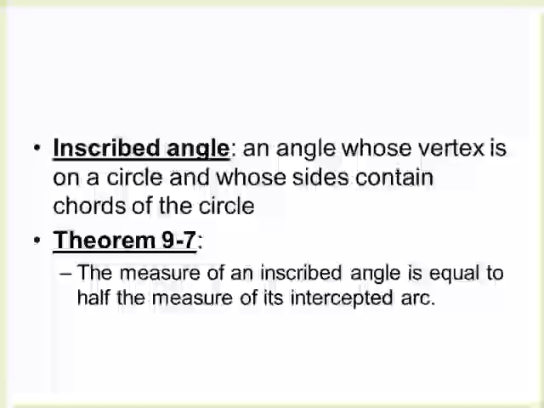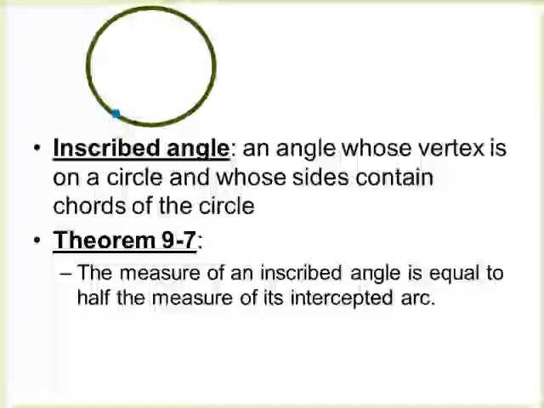So to draw an inscribed angle, then, we need our circle. The vertex is going to be on the circle, and the sides are going to be chords from that vertex.